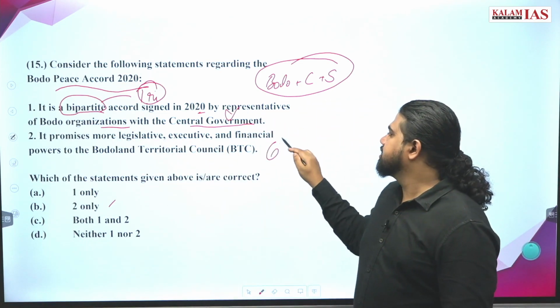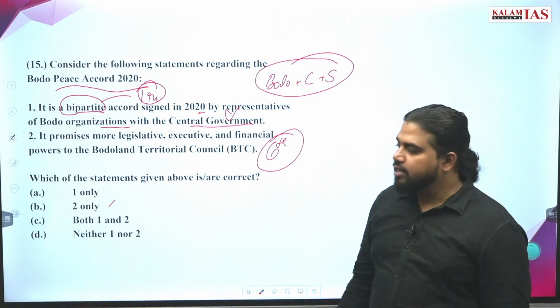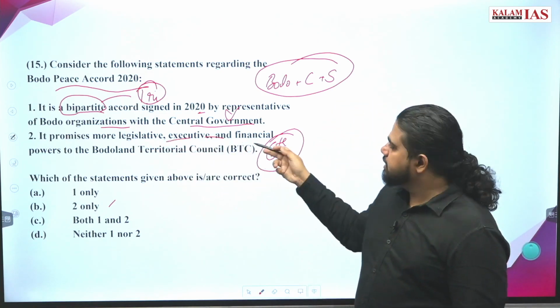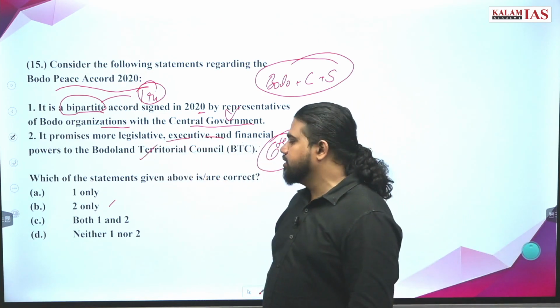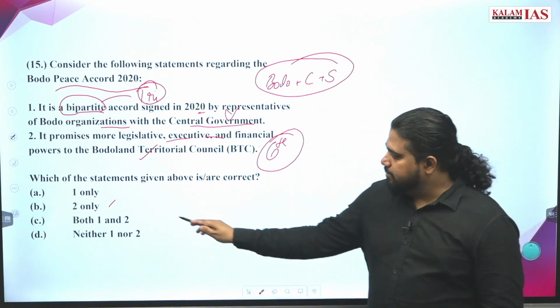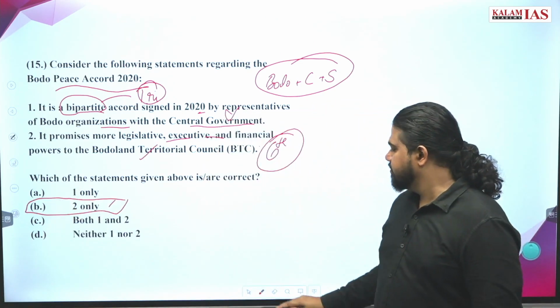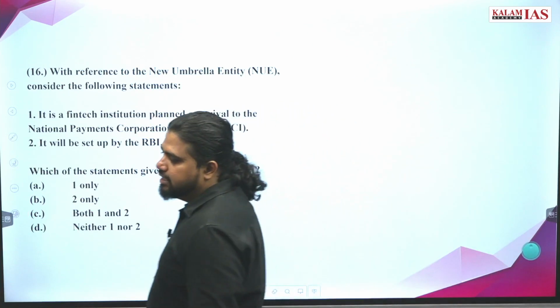It gives, under the 6th Schedule, whatever divisions can be feasible. It gives more legislative, executive and financial powers to the Bodo Territorial Council. Exactly right statement. Here the answer is 2 only. Answer the 16th question first.